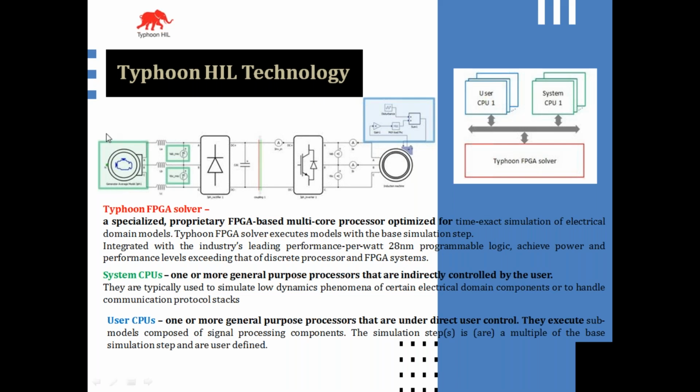Here you can see that in the figure I have done some coloring. The purpose of this coloring is that the components surrounded by green rectangles are fully or partially simulated on the system CPU. So the parts shown in green are simulated on the system CPU, whereas components framed by blue rectangles are simulated on the user CPU. And all the remaining parts, which are not surrounded by any colored rectangle, are simulated on the Typhoon FPGA solver.